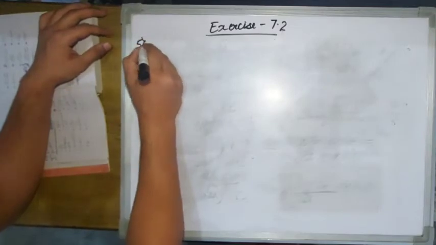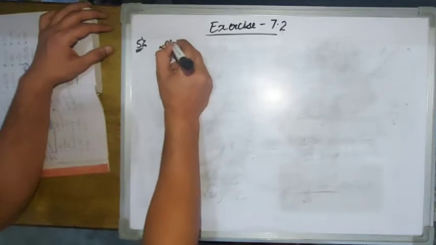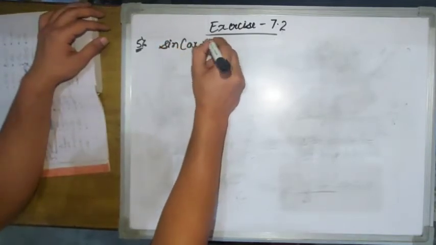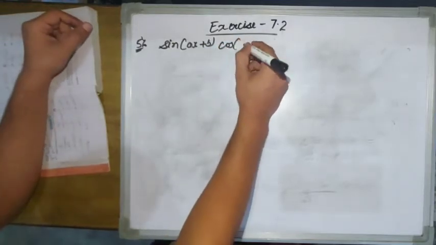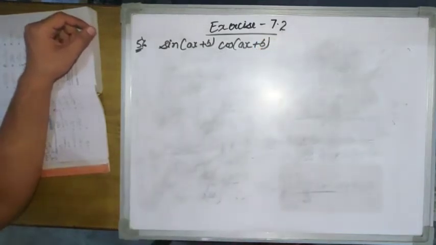Our fifth question is quite important, and this question is the easiest question, I must say. Sin ax plus b cos ax plus b. This question has two methods to solve it.